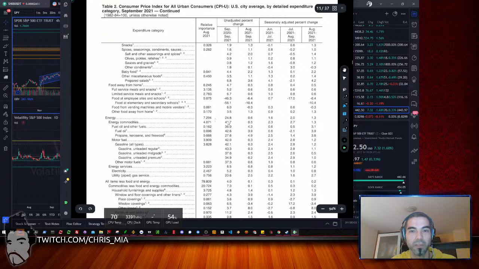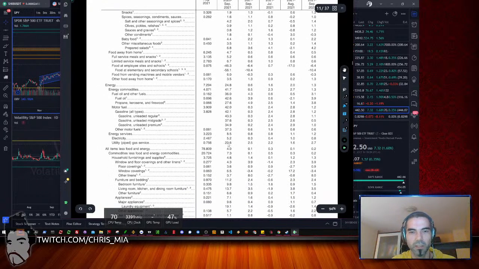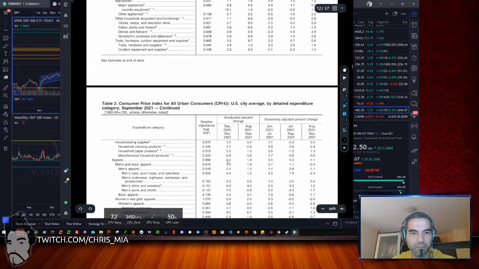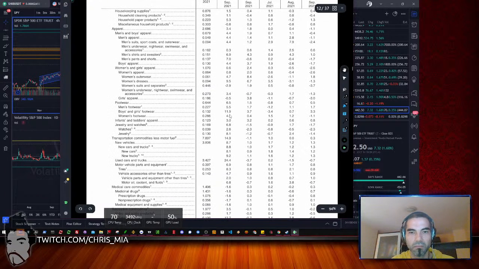Energy going up strong, fuel going up, gasoline, electricity not so much, but still going up, utility, okay. General commodities still going up. The inflation is still drastically increasing. Dishes going down. Household products, slight down. Boys and girls footwear going up. Transportation commodities, people going to work, more expensive.